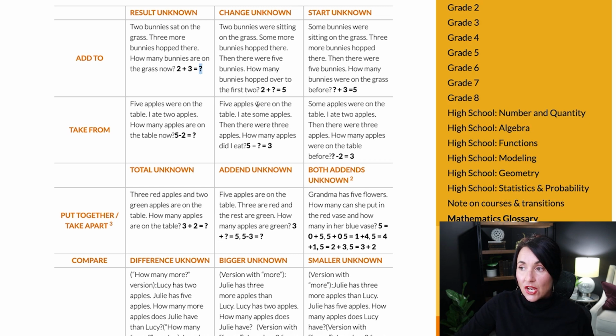This is the change unknown here. 2 plus a change unknown equals 5. And this is the start unknown, add 2. Something I have plus 3 equals 5. Now, I highly recommend you work through this particular table because it's a lot different from the way we were taught in school.